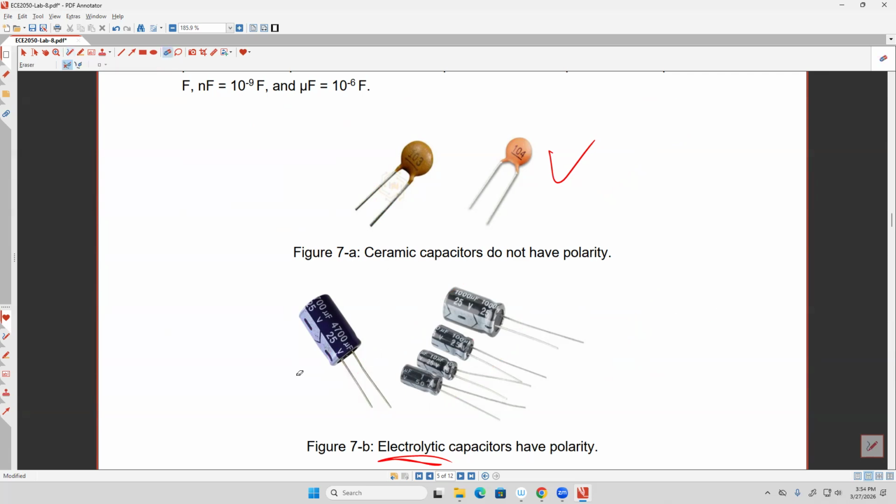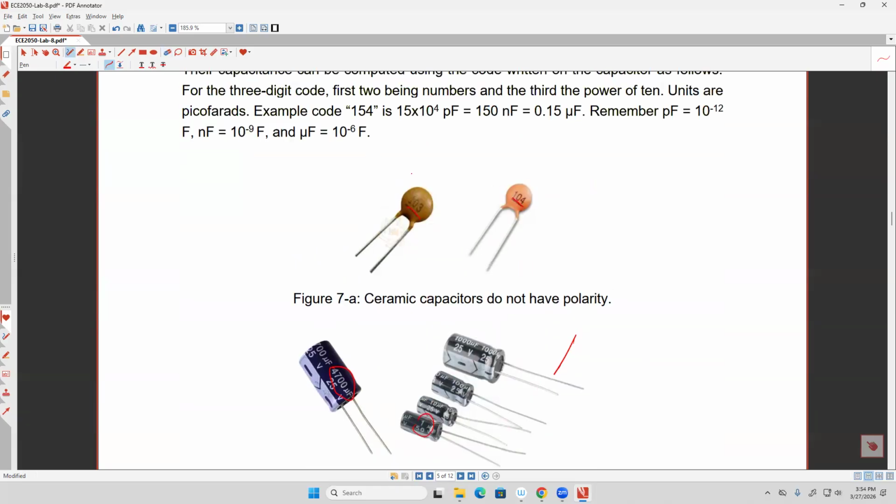Now, how can I read the capacitance of the capacitor? For the electrolytic, it's easy. Look, it's written here: 4,700 microfarad. Same thing, it's always written here. So it should be easy. However, for this one, it's giving you a code like this one. So now, how can I use this code to read the value? Very easy.